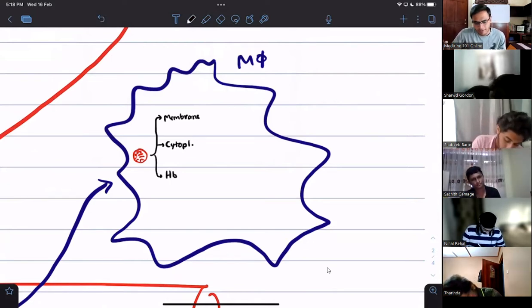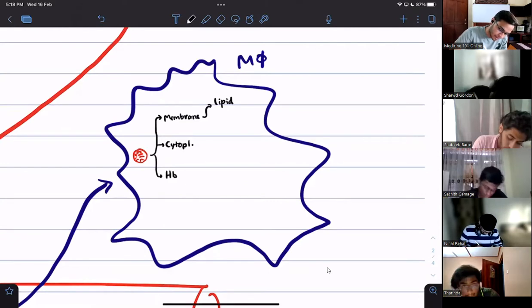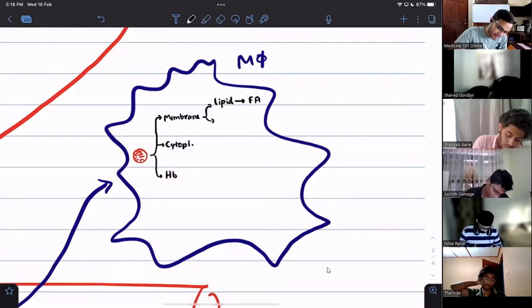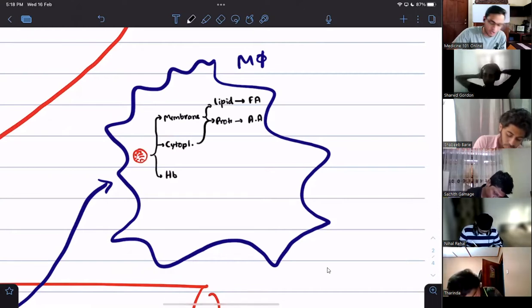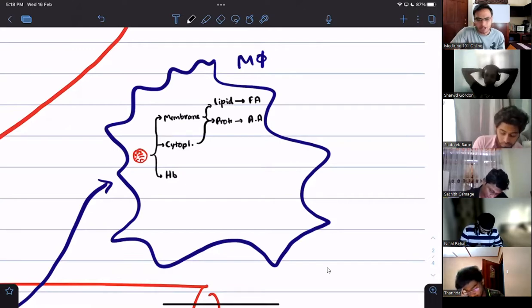You all know the membrane and the cytoplasm. Especially the membrane, we know it's phospholipids, right? So we have some lipids being produced here during the breakdown that will eventually form fatty acids. Any proteins in the membrane will form amino acids. Cytoplasmic same, proteins in the cytoplasm will form amino acids. Those parts are not very necessary for us today.